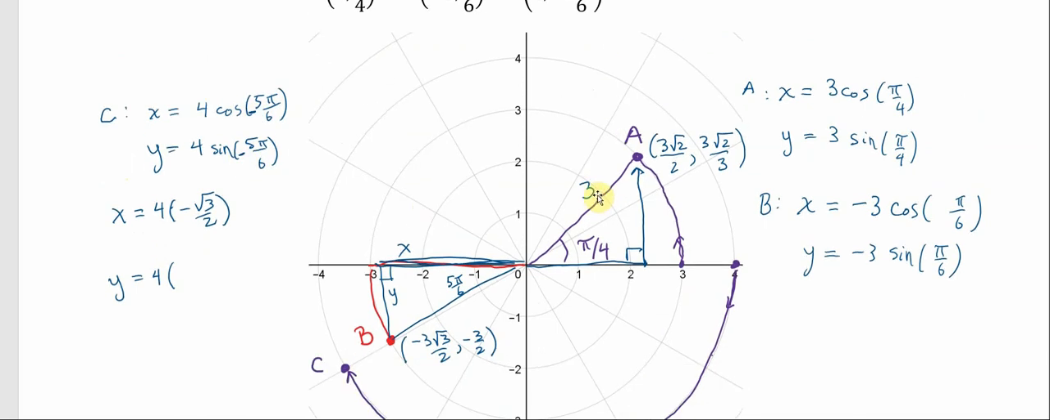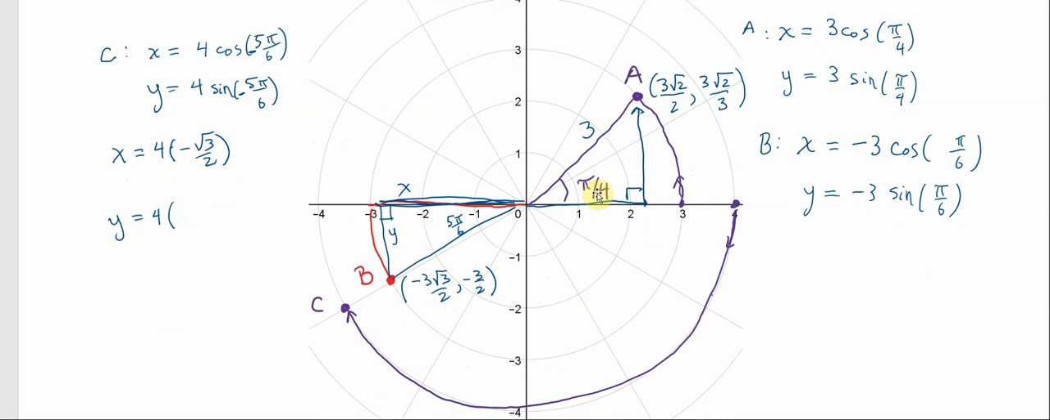So cosine of negative 5 pi over 6 is a negative number, and sine of negative 5 pi over 6 is a negative number, so it's negative 1/2. So when we put these numbers in here, it should still make sense. This is 4 times negative root 3 over 2, so that's just negative 2 root 3, and 4 times negative 1/2, well, that's just negative 2. Okay, I'm going to put this back here. So this is point C. Okay. So there we go.